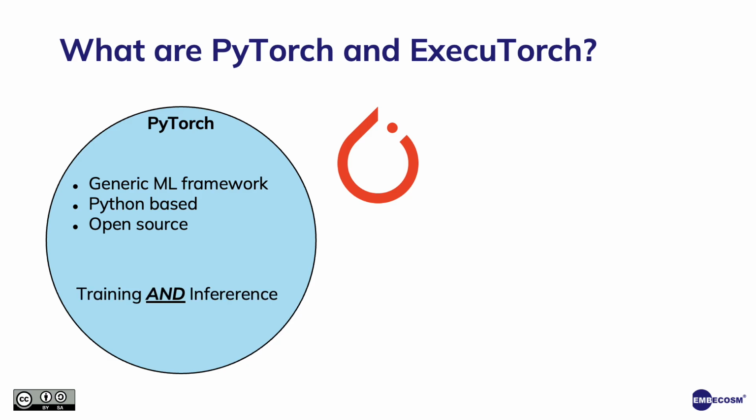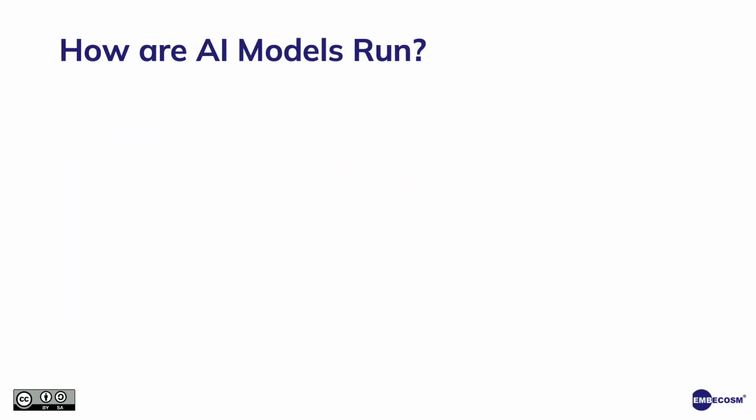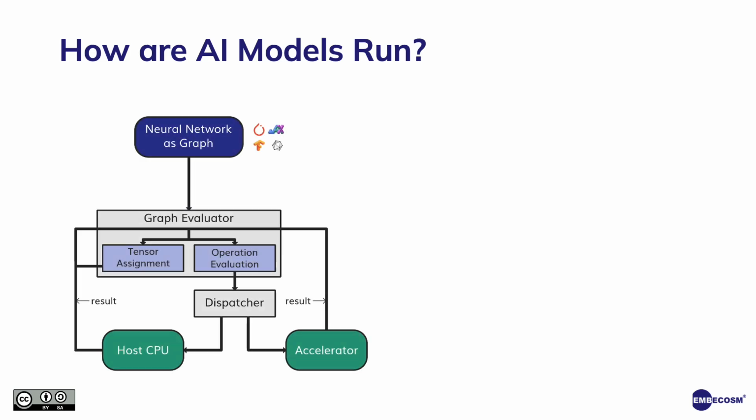Whereas ExeTorch, which is an official extension of PyTorch, is designed specifically for resource-constrained devices. The main difference being that it handles inference only, so the training happens on the big, powerful machines, and then ExeTorch makes it work with your embedded device. So how are the models run?